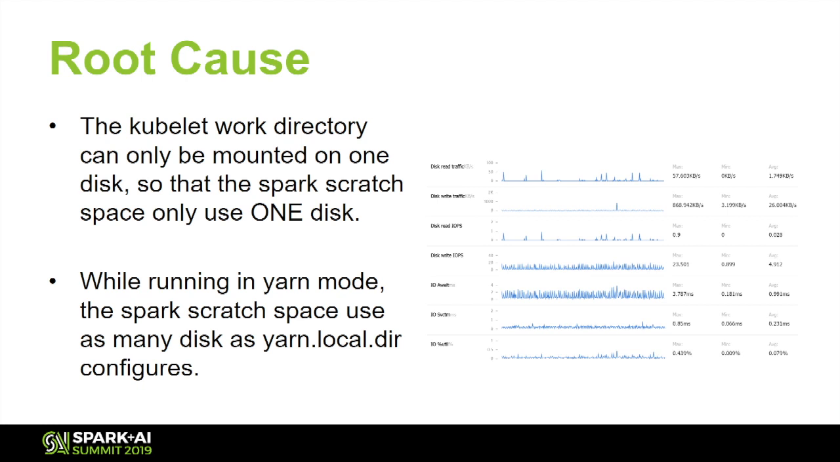We found that when we're running in the Kubernetes mode, there's only one disk that has the heavy I/O overhead, and when we're running on the Yarn cluster, all the data disks have the I/O overhead.